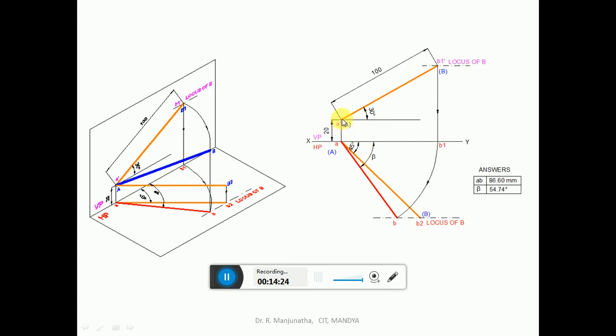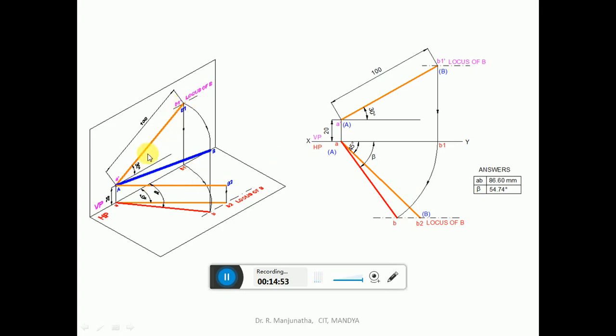So here this is the true length in VP, so obviously the line is parallel to VP. AB1 is the line which is parallel to VP, but B should be in front of VP by this distance. So with A as center, take the radius AB1 and draw an arc such that it cuts the locus of B here. So you are going to get this point B. Then join these two with a dark line. So AB and beta are measured here. That is what we have done in the three-dimensional analysis also.